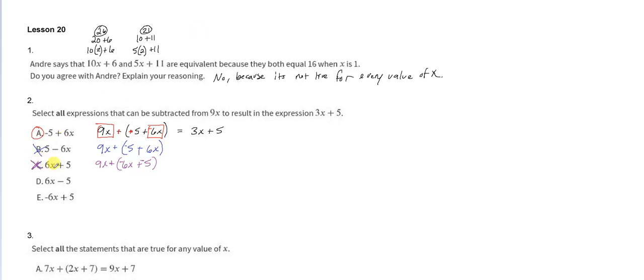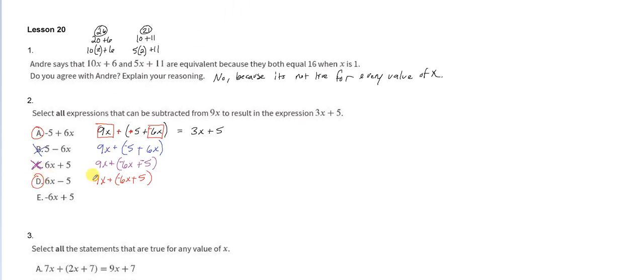Alright, let's look at another one. 9x, we're going to take away the group this time of 6x minus 5. When you add the opposite, this becomes negative, and this becomes positive. And when you combine your x's, 9x and negative 6x do make 3x like we want, and the 5 is positive. So this one actually gives us what we want it to be.